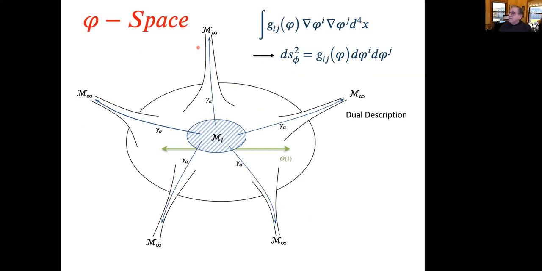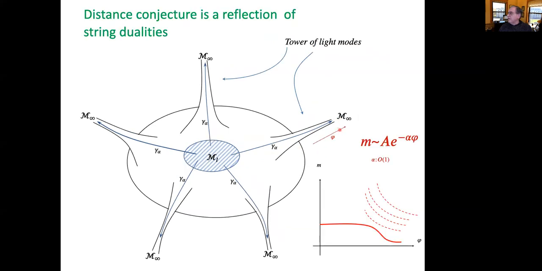Now, the statement is that if you go beyond order 1 using this metric as a way to measure distances on the field space, you find that your effective description of your theory breaks down. And in particular, if you go too far away in field space, to large values of phi, you end up getting a light tower of states. So as phi goes to infinity, you get a tower of states whose masses go down exponentially with phi. So for large phi, you get an infinite tower of light states. And this light tower of states gives you a dual description of the theory. So this is, in a sense, the reason that this is sometimes called the duality conjecture. The duality conjecture, or the distance conjecture, is the statement that if you go a far distance in the field space, you always get a dual description. So within a given description, you only have a finite range of validity for the phi.